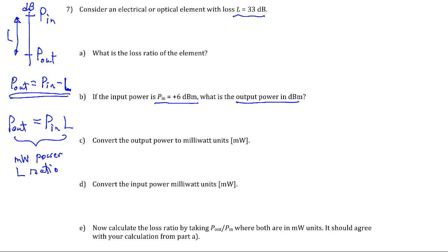What is the loss ratio? The loss ratio is 10 to the loss in dB divided by 10, and it's 10 to the 33 tenths. And if I plug that into my calculator, 10 raised to the 3.3 power is 1.99 times 10 to the third, or 1995. I'm going to round that up to 2000.